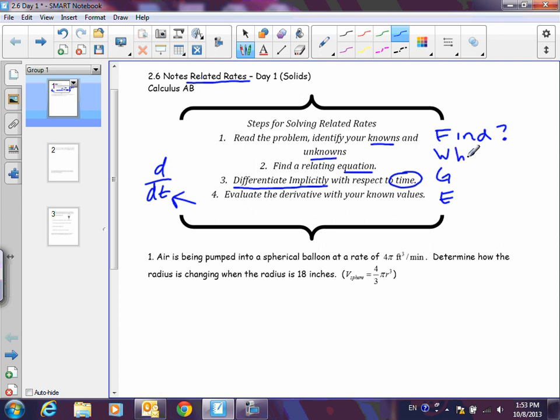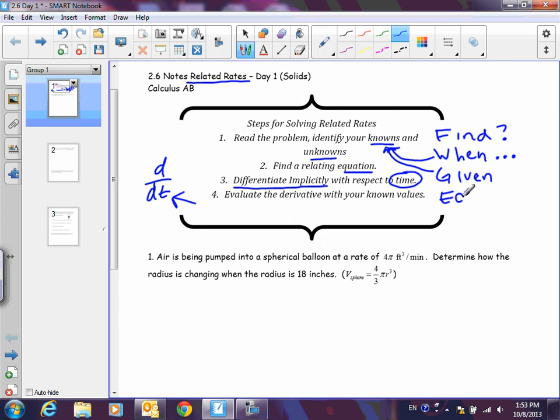W is going to stand for when. In every problem, they're going to say when the radius is 3, or when the height is 9, or when the area is whatever. This is going to be something that's known. G stands for given. You're going to be given other information in the problem besides the when part, so this is the other part of your known. So W and G together are your knowns. These problems aren't going to give you extra information. So if they give you something, you need to write it down in the beginning because it's going to be important.